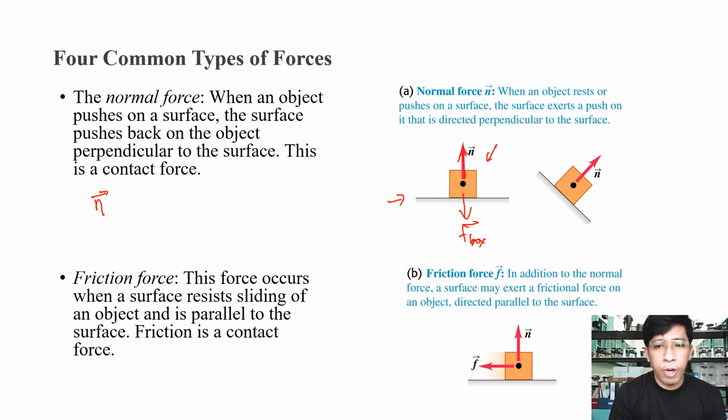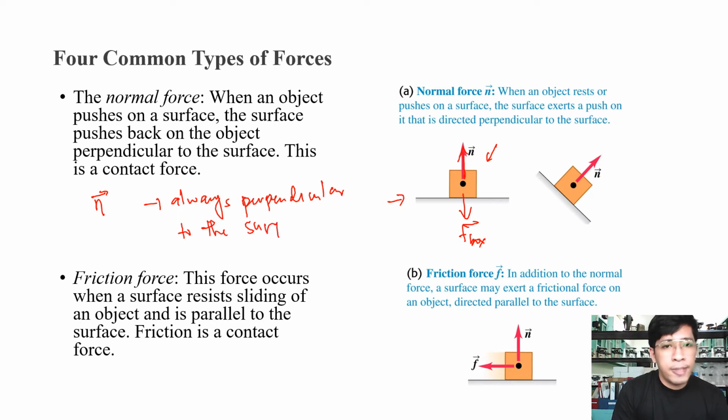It's called normal because it is perpendicular to the surface. Another term for perpendicular to the surface is normal to the surface. So your normal force is always perpendicular to the surface. Whatever the orientation of your surface is, the normal force is always at 90 degrees, or perpendicular, or normal to the surface.